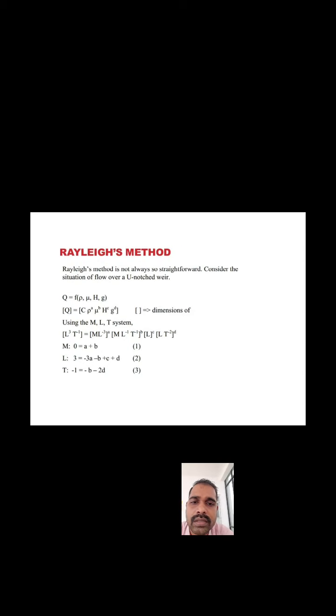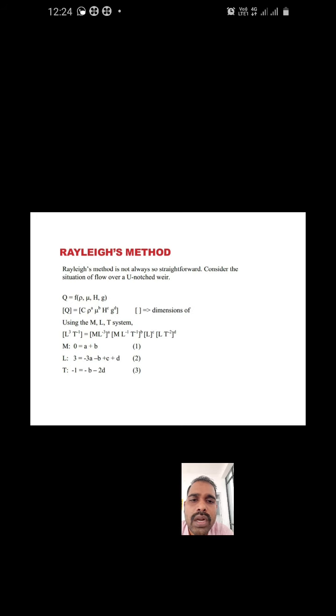So next we have the notch weir. So here some concept is given. So for this concept, the basic equation is Q equal to a function of rho, mu, h, g. So the same method you have to use here.